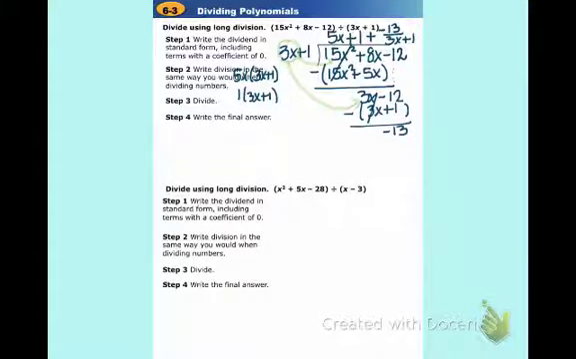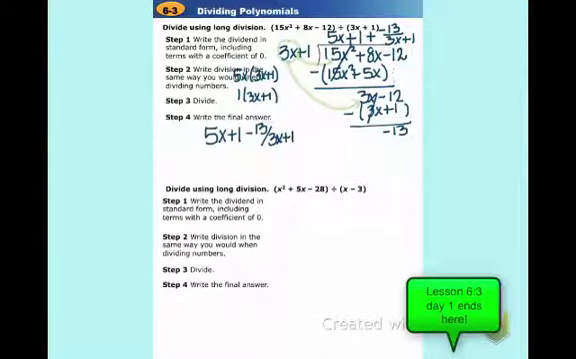So to write my final answer, again, I'm going to write it down here under step 4: 5x plus 1, and then I'm going to do it as a minus, I guess, minus 13 over 3x plus 1. Or again, you could write it as plus a negative if you'd rather. So that's my final quotient between those.